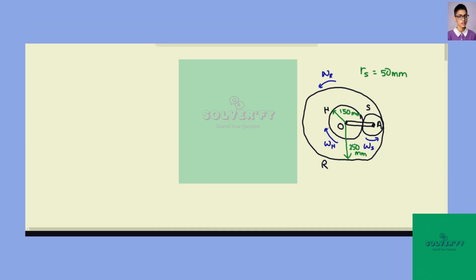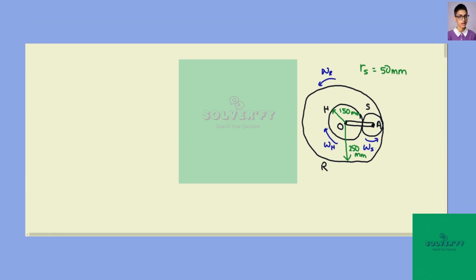In this question, we have a 3-gear system. So we have the hub gear, the spur gear, and the ring gear, and we are given that omega H, the hub gear, has angular velocity 5 radians per second, and the ring gear has angular velocity 20 radians per second. And then we want to find the angular velocity of the spur gear and the angular velocity of arm OA.